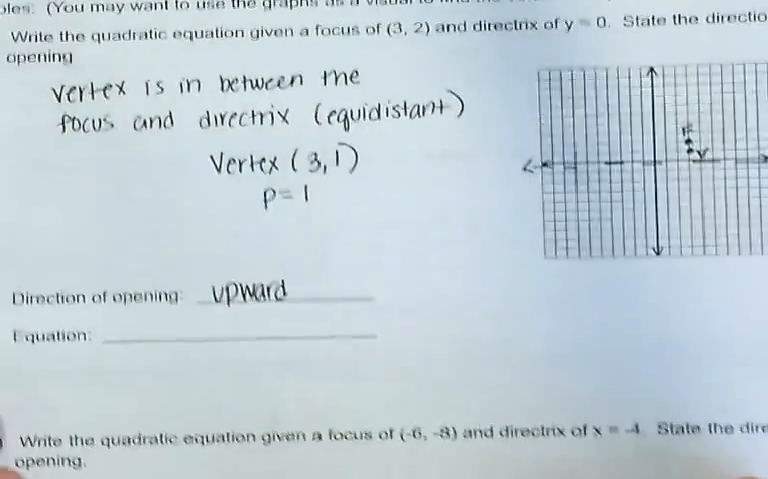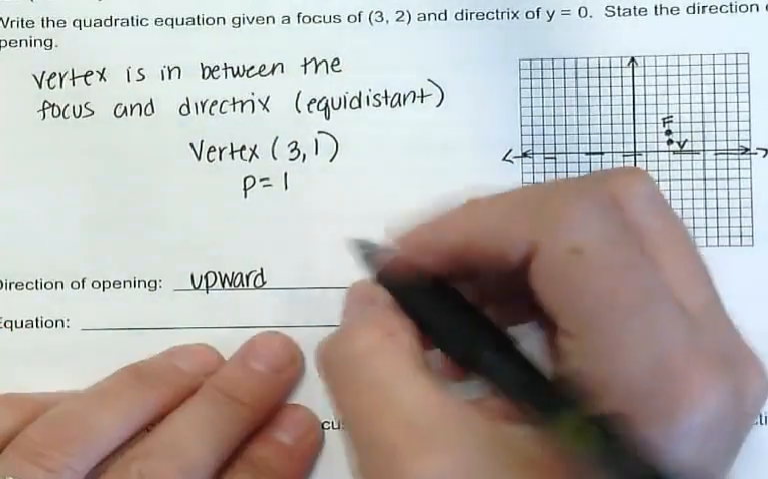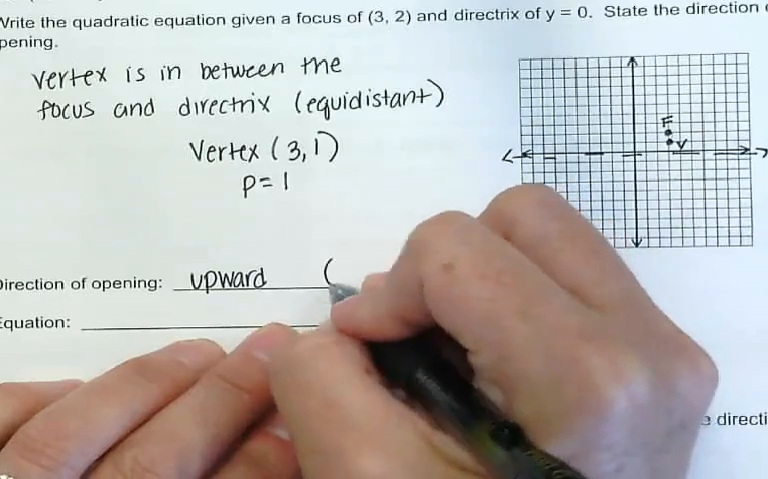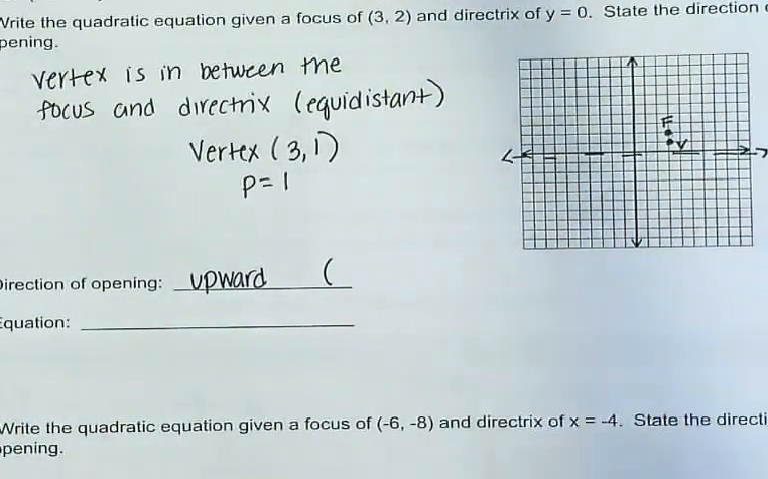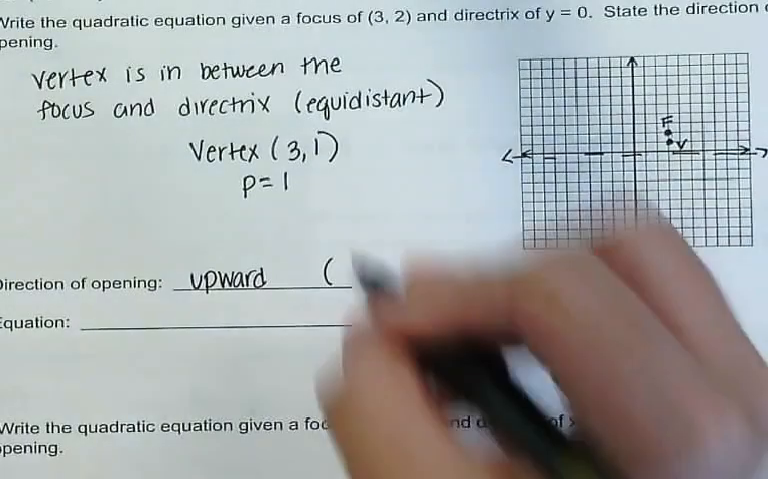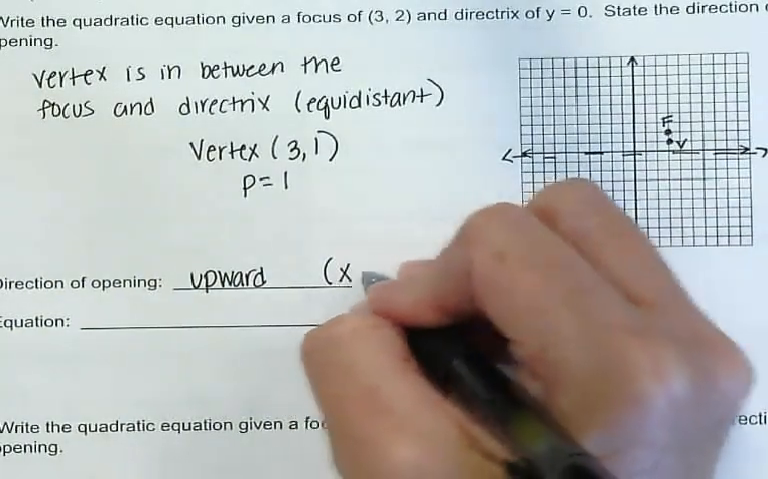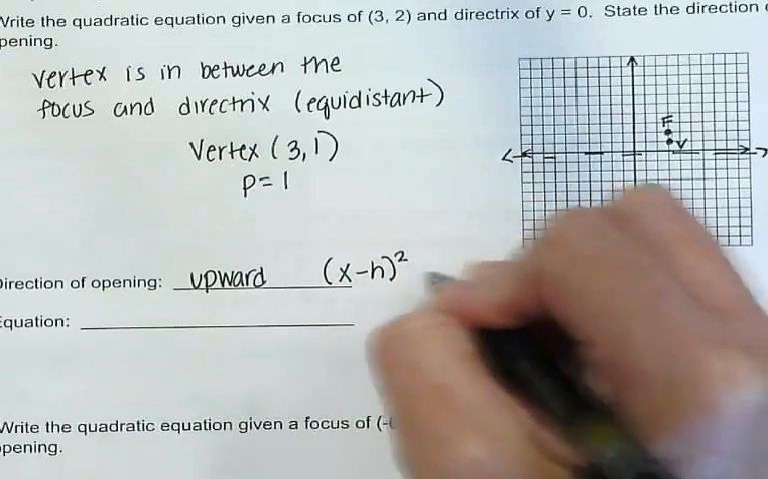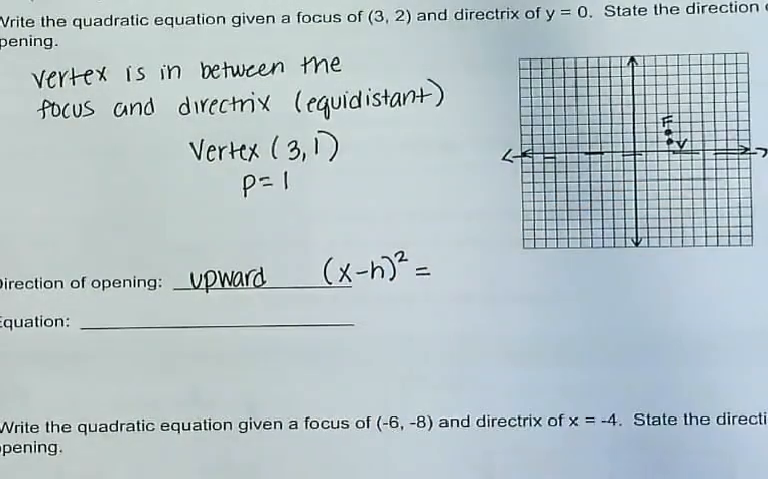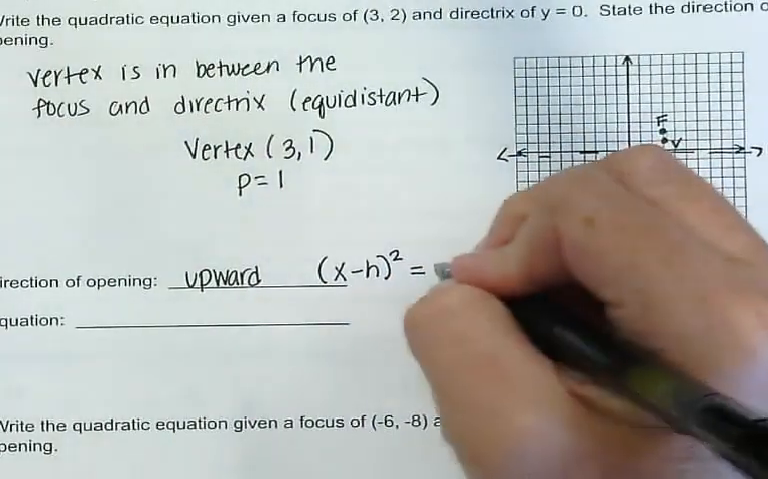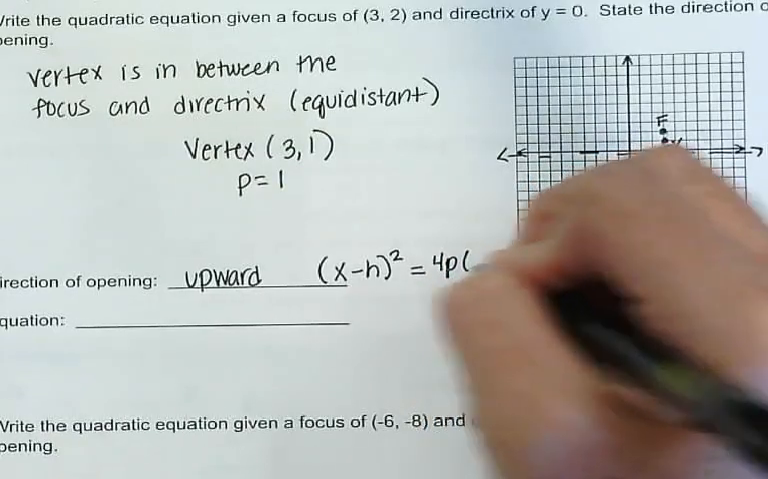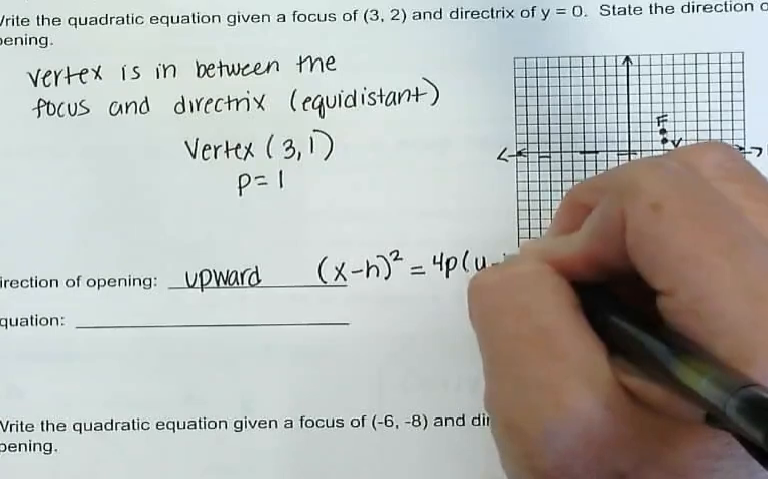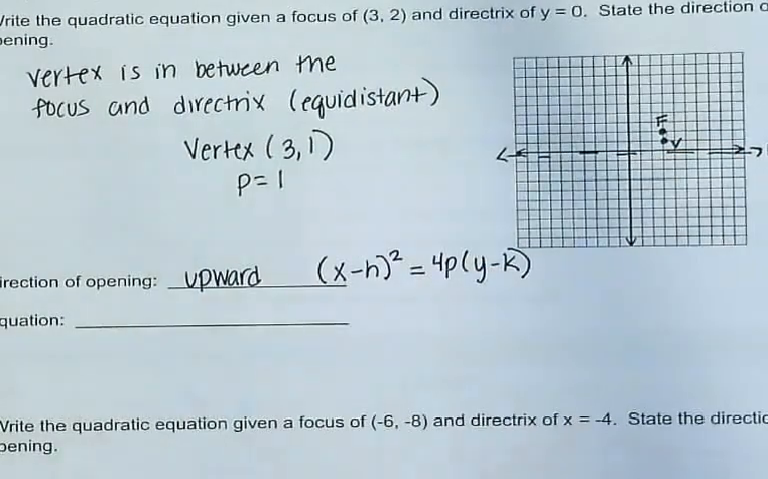All right, now before I write the equation, if it's opening upward, it's going to be in the form where my x is squared. So it's going to be x minus h squared is equal to, now because it opens up, my p is going to be positive, so 4p, and then y minus k.